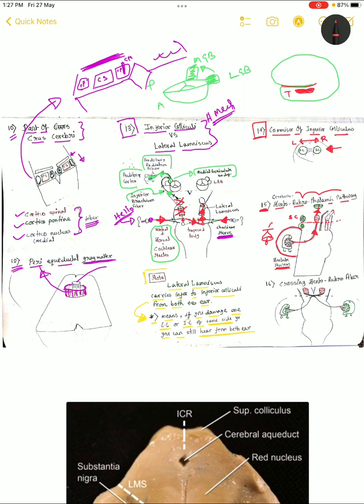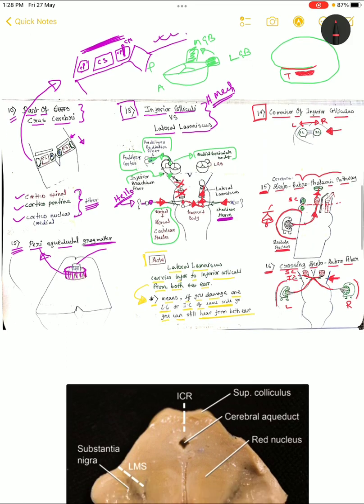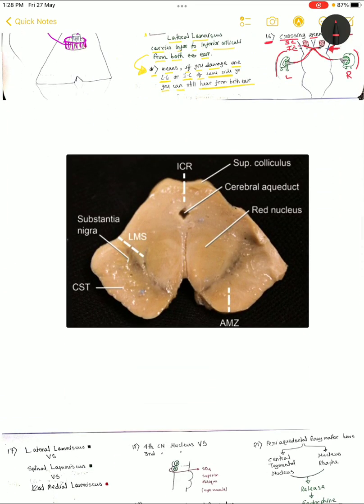Now come to 16. In 16, you will see crossing of dento-rubro fiber. What is the significance? See here, this is, for instance, left, and this is our right cerebellum. Fibers are coming and crossing before entering the red nucleus. So what is the significance? At the level of superior colliculus, you will find the red nucleus, but at the level of inferior colliculus, you will find this crossing of dento-rubro fiber. Clear? Okay.